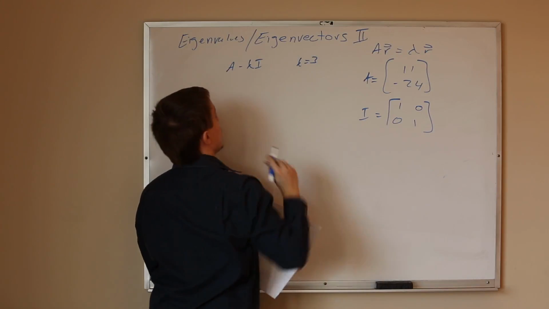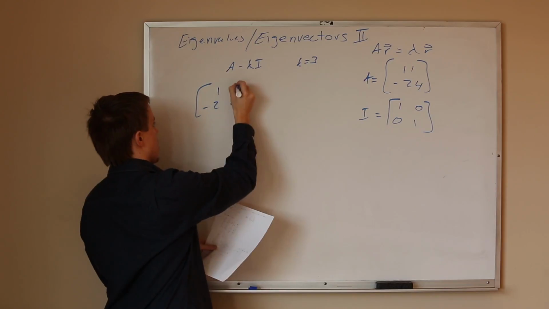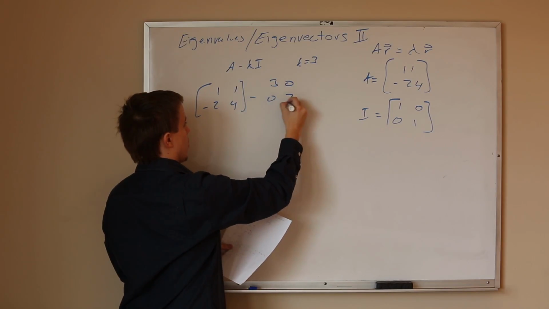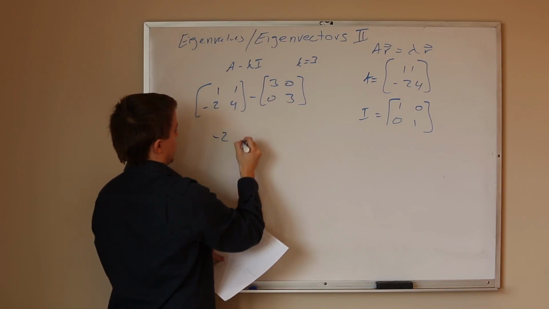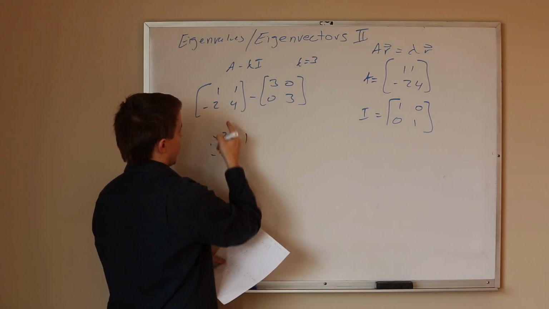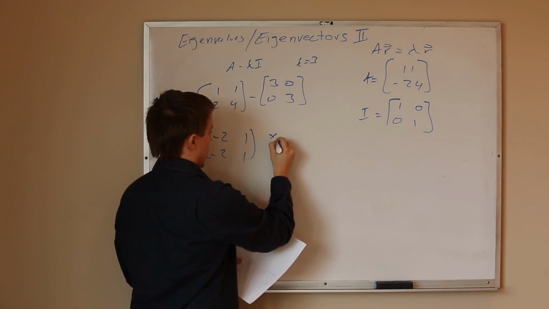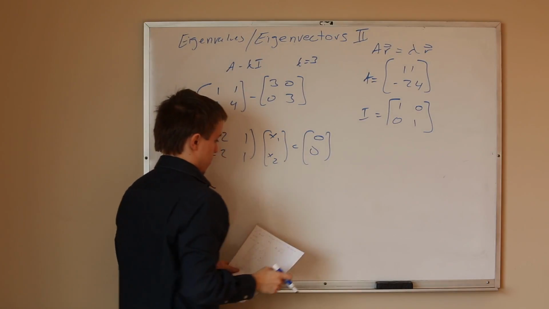Lambda equals 3. So now we have, again, [1, 1; -2, 4] minus 3 times [1, 0; 0, 1]. And again, 1 minus 3 is negative 2, 1 minus 0 is 1, negative 2 minus 0 is negative 2, and 4 minus 3 is 1. And again, the same thing will apply: the matrix times [x1, x2] is equal to [0, 0].